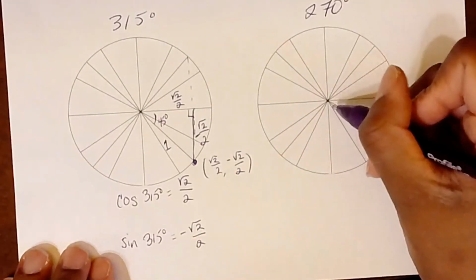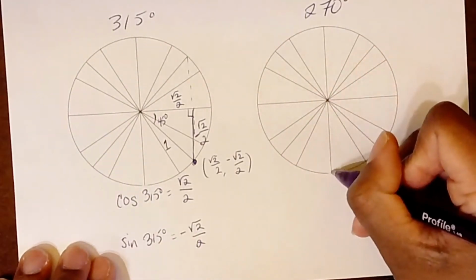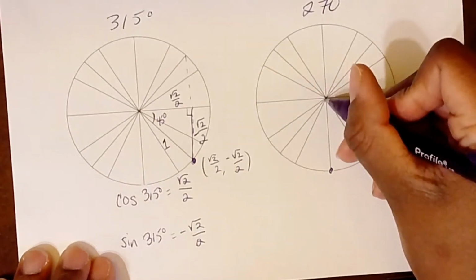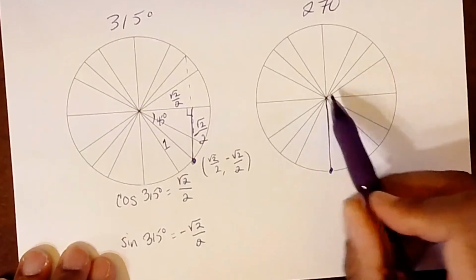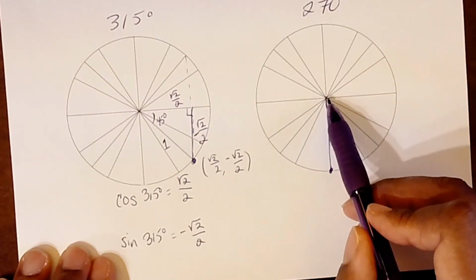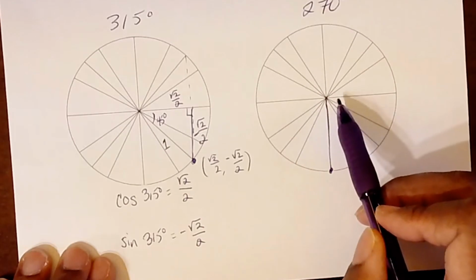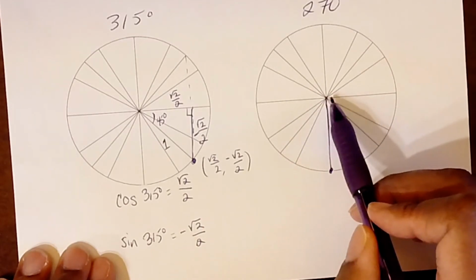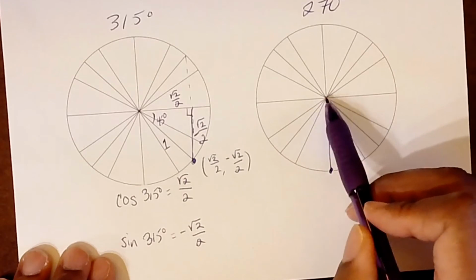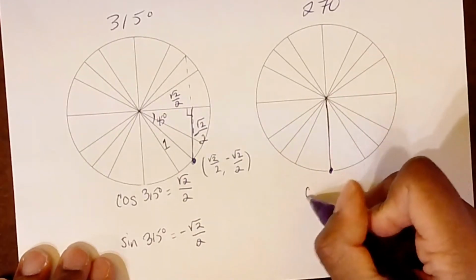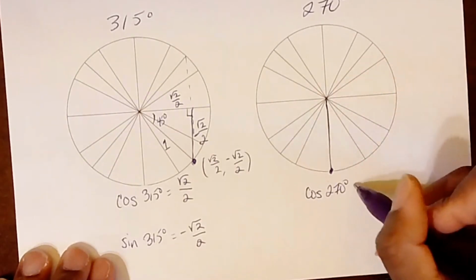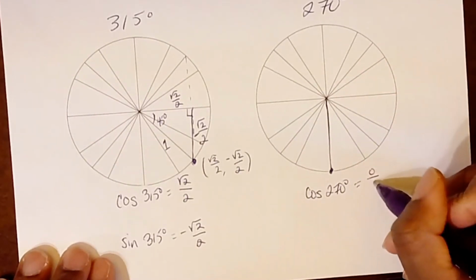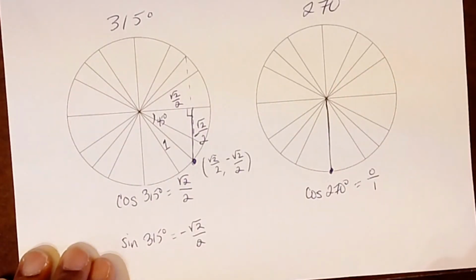So now we get to 270. At 270, if you'll notice, we have no triangle that is formed because there is no movement horizontally. So since there's no movement horizontally, there is no adjacent side. So for the cosine of 270, your adjacent over your hypotenuse, well, there's no adjacent side, so it's 0 over 1 because the hypotenuse is still 1, and your answer is 0.